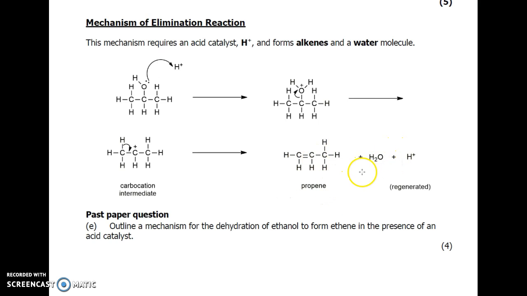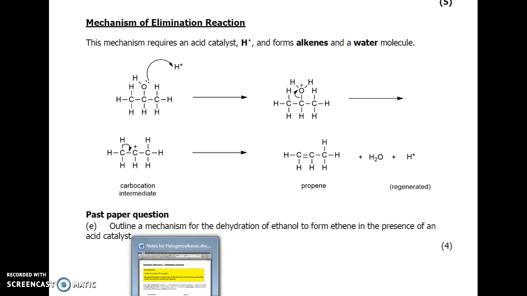Okay, so after you get propene being formed, you get a molecule of water, which we lost here in this step, and our hydrogen ion is regenerated, again showing that this is a catalyst. Okay, so that is the mechanism for the dehydration of an alcohol, or as the name of the mechanism is, elimination of water from an alcohol.